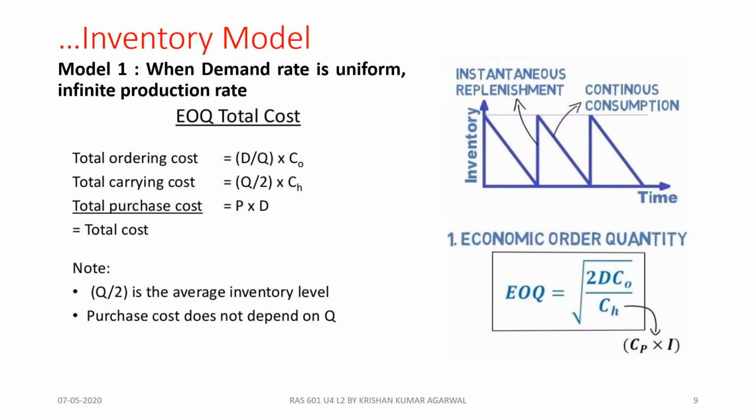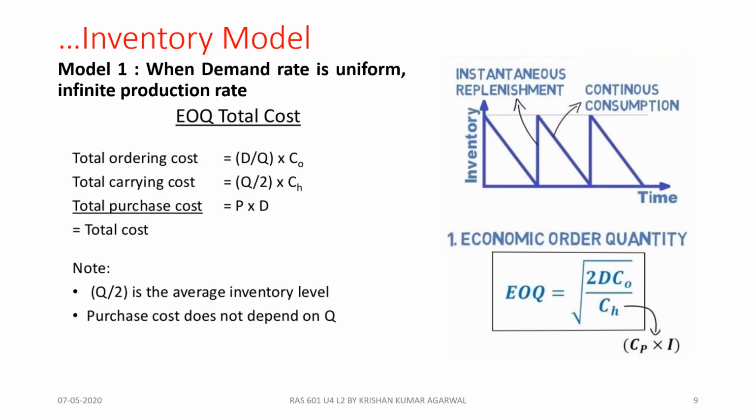Here we can see that the ordering cost can be calculated by taking into consideration the demand per unit and multiplying it with the ordering cost per unit. So demand D divided by Q, into CO, is nothing but the total ordering cost.